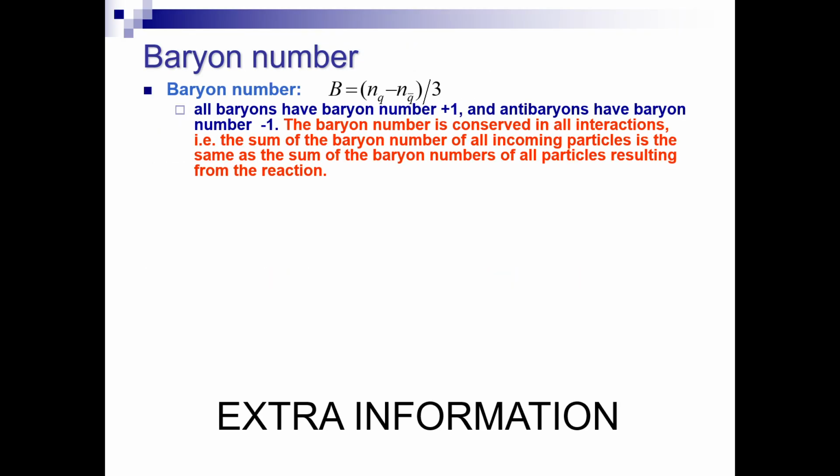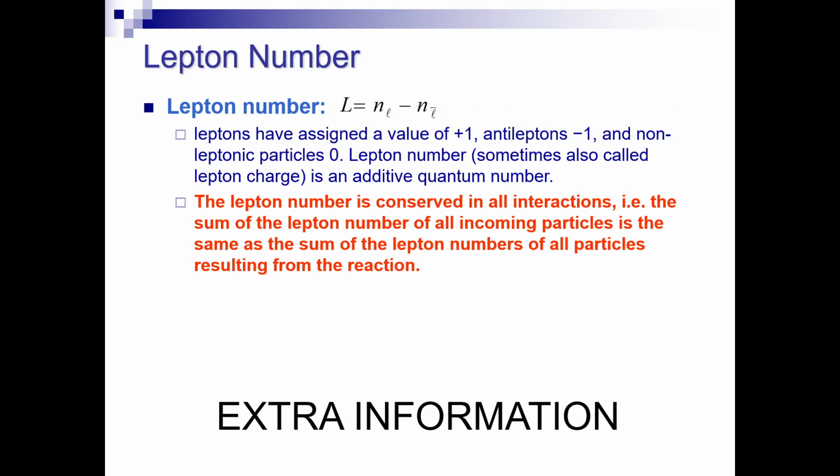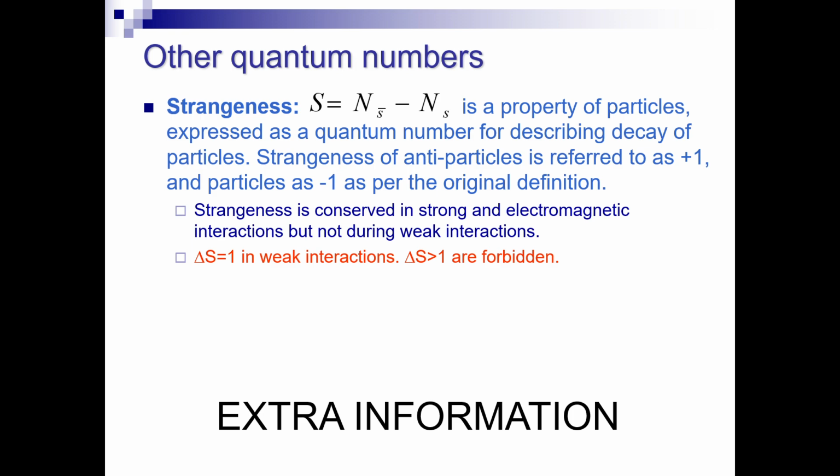What is a baryon number? All baryons have a baryon number of +1. Antibaryons have a baryon number of -1. The baryon number is conserved. Lepton number: all leptons have 1, anti-leptons -1, and non-leptons 0, and lepton number is conserved. Strangeness is conserved in strong and electromagnetic interactions, but not during weak interactions. The above equation gives you the number for strangeness.